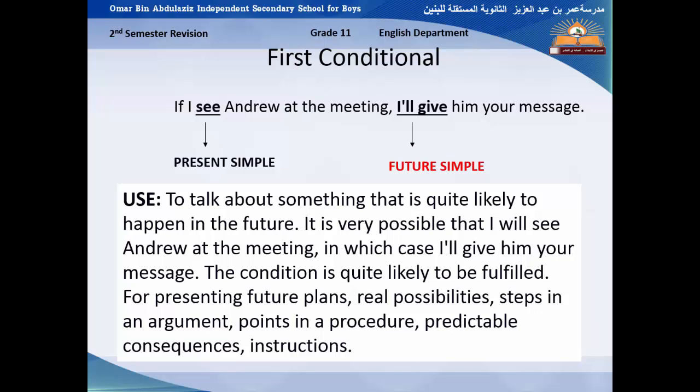For presenting future plans, also we use the first conditional. Also in the real possibilities or steps in an argument, points in a procedure, predictable consequences, and instructions.